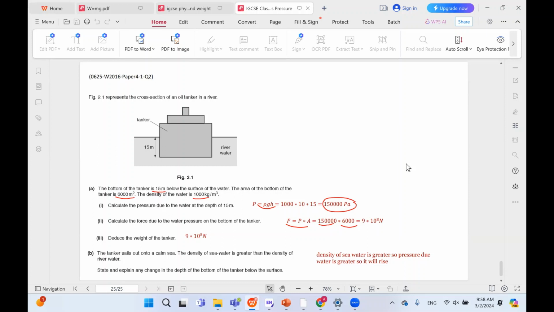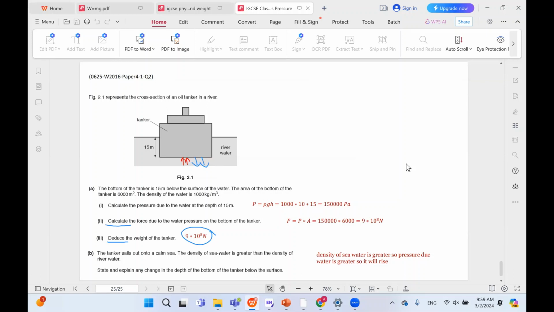This is the force due to the water pressure on the bottom of the tanker. So this is the force that is pushing up like this. Now, since the tank is in equilibrium, the weight of the tank has to equal this force. So therefore, the weight of the tank must also equal 9 times 10 to the power of 8. And I would like to point your attention to the verbs that were used. Here we have calculate. Here we have deduce. So deduce means that you're not going to do any further calculations. It's something logical that you have to figure out.